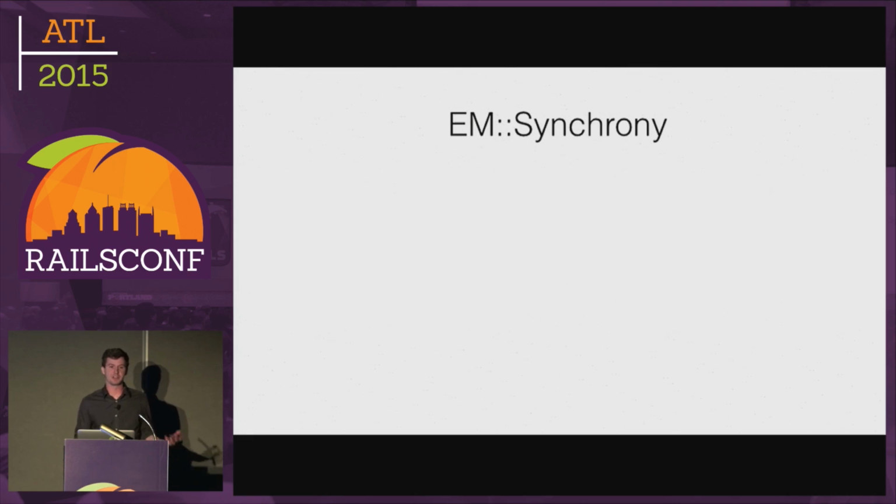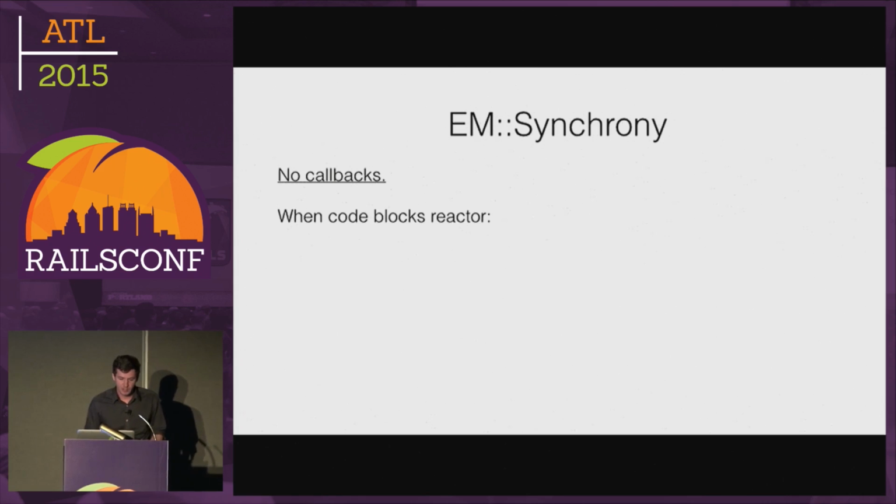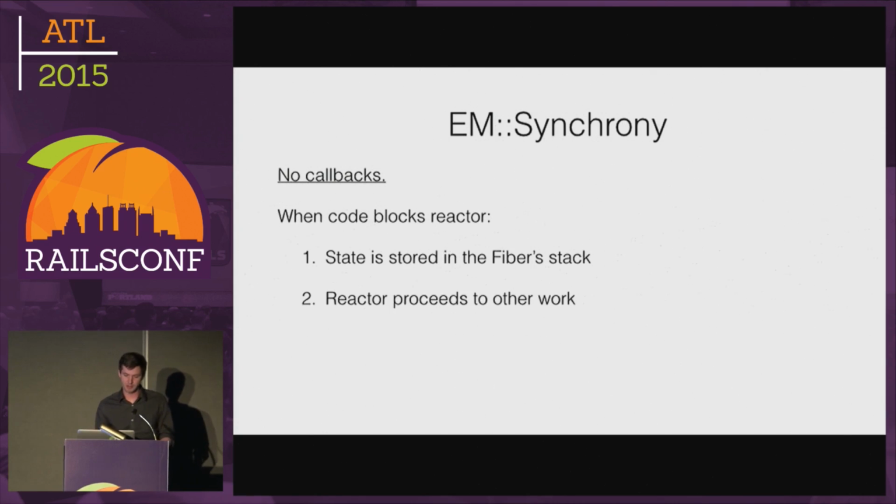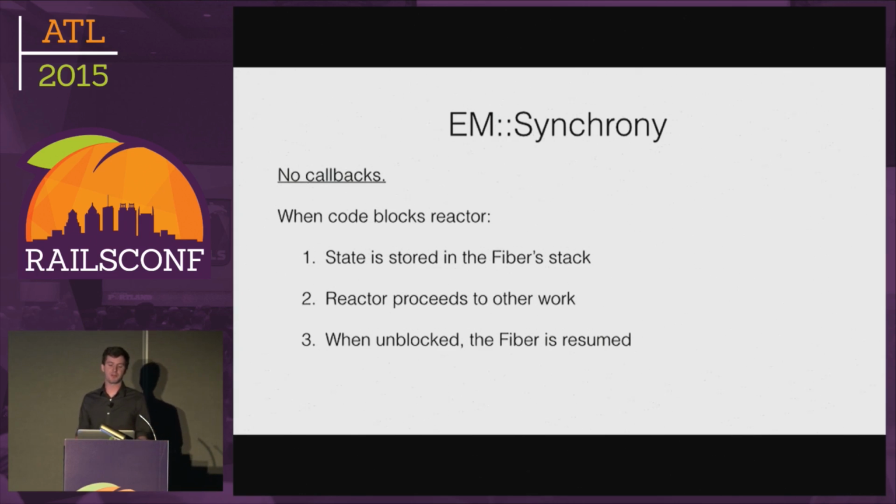Fortunately, because Ruby, there is a better way. Synchrony is a gem that sits on top of EventMachine, and it leverages the fibers introduced in Ruby 1.9 to make writing asynchronous code much easier. Instead of using callbacks, when a method blocks the reactor, its state is stored in the fiber stack, and the reactor moves on to the next event. When the method unblocks, the reactor resumes it from the stack.